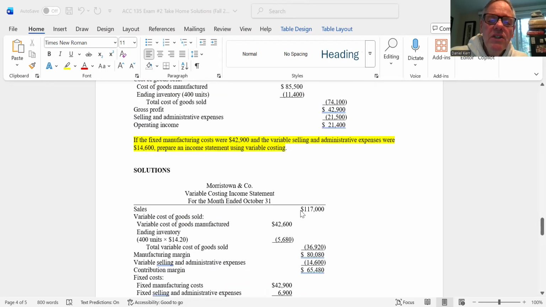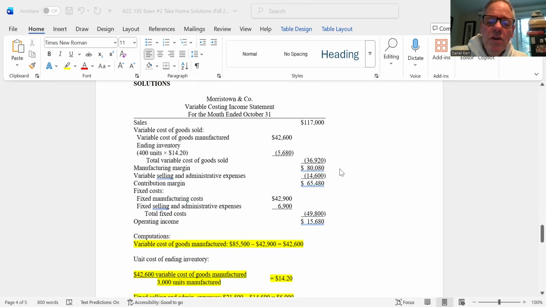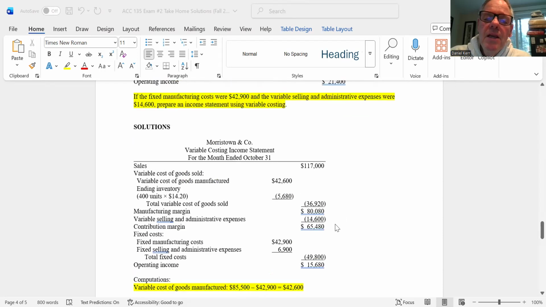So what we have here is the absorption costing actually gave us a higher net income than the variable costing. We know that's going to be the case whenever you have an increase in the inventory. Absorption costing is going to give you a higher net income than variable costing. Right?